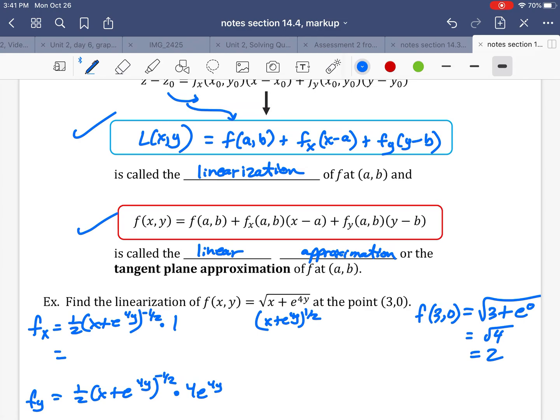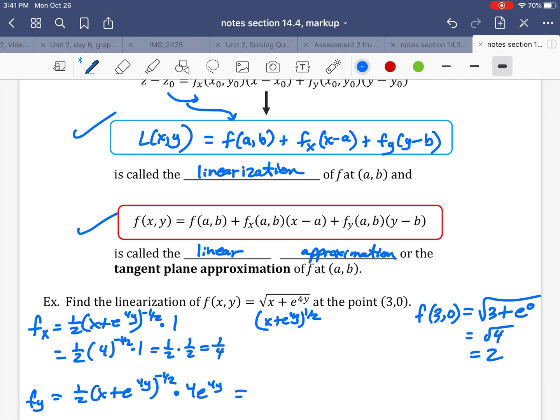All right, so if I plug in 3 and 0, I'm going to get 1/2, 3 inside for x, and e to the 4 times 0, so that's e to the 0, which is 1. So I basically have 3 plus 1, so I have 4 to the negative 1/2, and then times 1, of course. Well, 4 to the negative 1/2, that's 1 over the square root of 4, so that's going to be 1/2 also. So basically getting a 1/2 times a 1/2, which is 1/4.